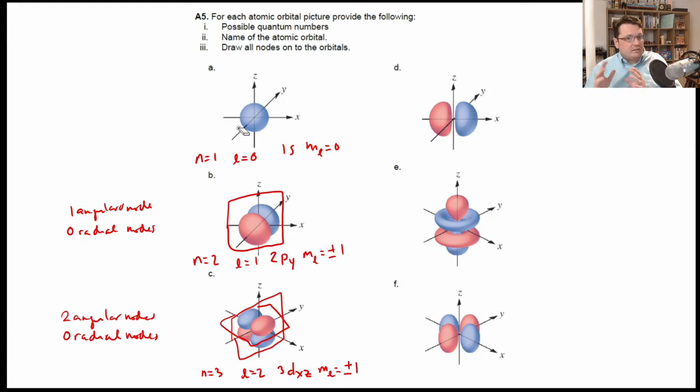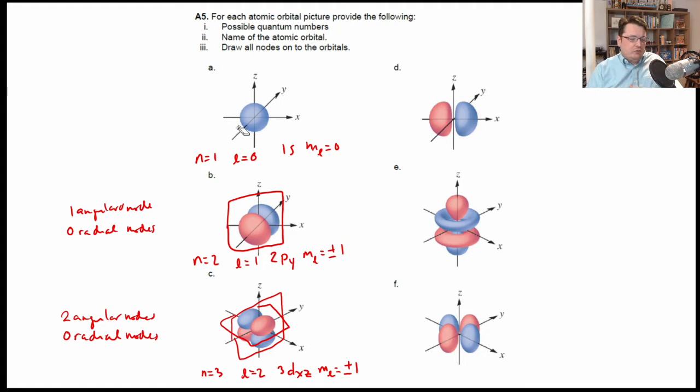Now, the last one, the plus or minus 2, that's the maximum ML value that you can have. That's going to have 0 z component to it, and it's going to be strictly x and y component to it. And so that's going to be your 3dx squared minus y squared and your 3dxy orbitals. Those are going to be your ML plus or minus 2 in those cases. And that same trend follows all the way through as you go along. It's the case for P: your px and py are plus or minus 1, that's the maximum ML value you can have in that case, and the ML equals 0 is going to be your pz orbital.